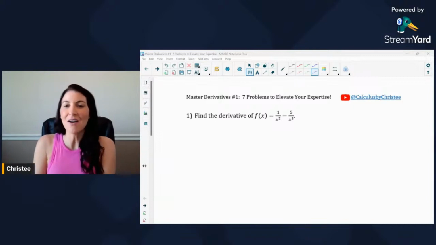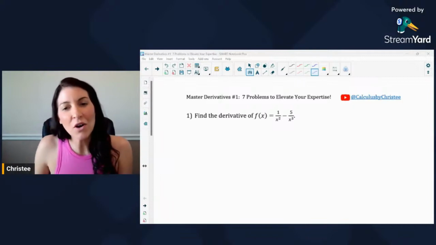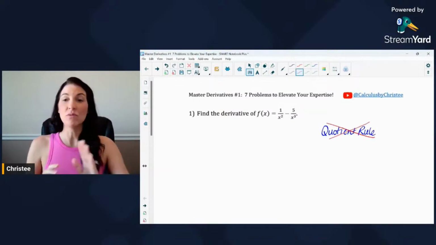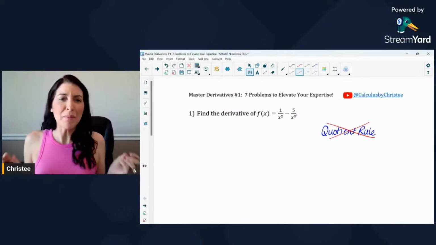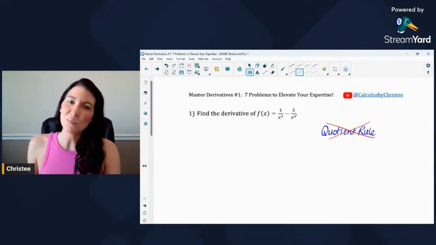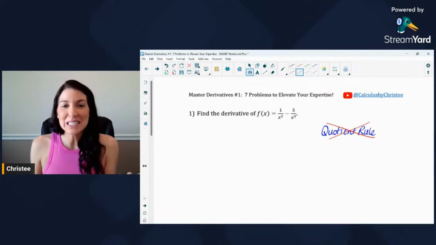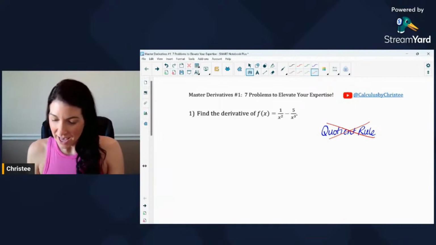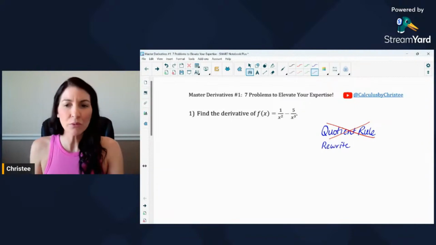Find the derivative of f of x equals 1 over x squared minus 5 over x cubed. I do not recommend doing quotient rule for this problem, even though you see quotients, probably not the most effective way to do this problem. What I would do instead is I would rewrite this problem first. Do a rewrite, and then taking the derivative is a whole lot easier.